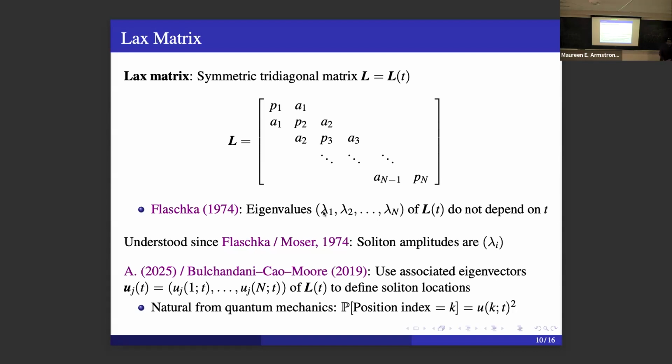For the eigenvalues, do they have Poisson statistics? Sorry? The eigenvalues. They have Poisson, yes. I don't need that, but they do, yeah.